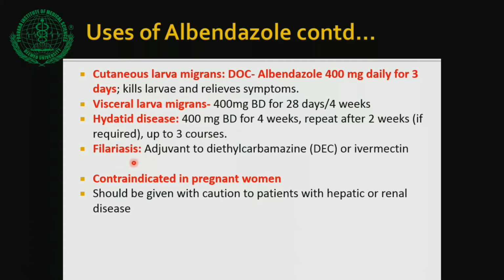It can be given in filariasis as an adjuvant to DEC or Ivermectin, because in filariasis the drug of choice is diethylcarbamazine citrate. So this is a second line drug, or can be given in combination with one of these two drugs. Okay. So you can see albendazole has a broad spectrum of anthelmintic action, but it is contraindicated in pregnant women like mebendazole, and it should be given with caution in a patient with hepatic or renal disease. Okay. So this is all about both of these, albendazole and mebendazole.